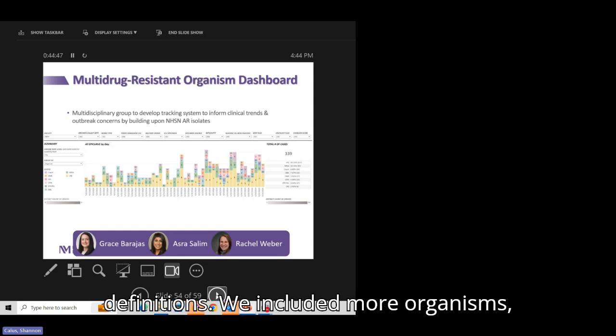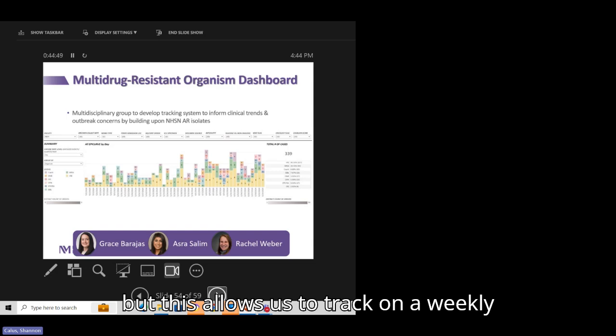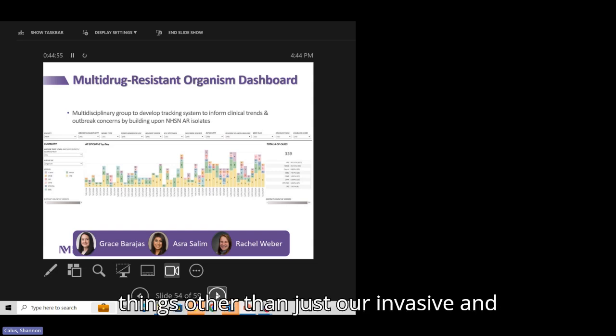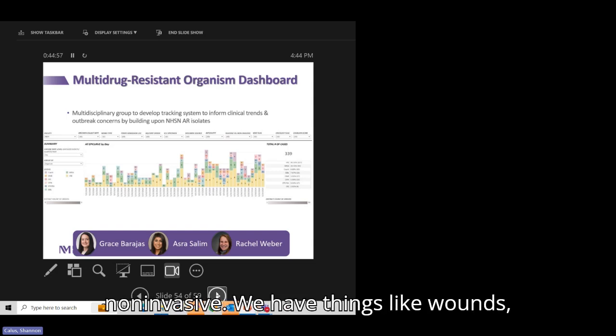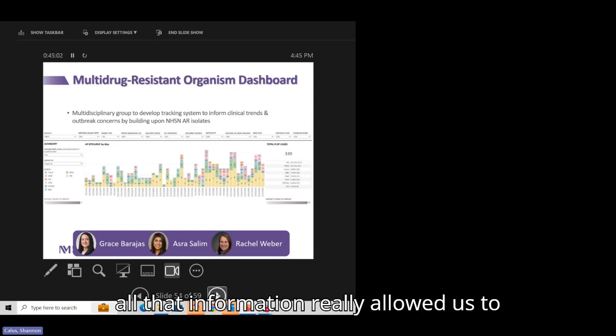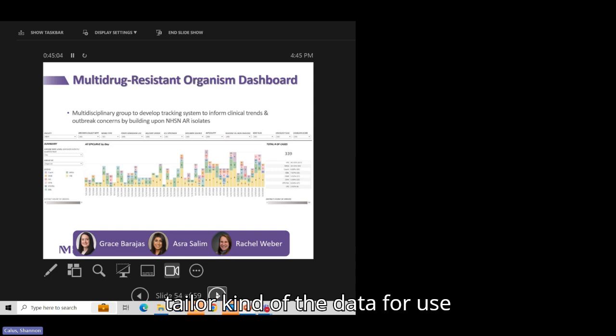We included more organisms, but this allows us to track on a weekly basis what the rates are for each of these agents. We can break it up by different infection sources. So we have things other than just our invasive and non-invasive. We have things like wounds, we have things like tissue culture. So all that information really allowed us to tailor the data for use at NM.